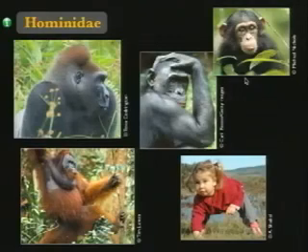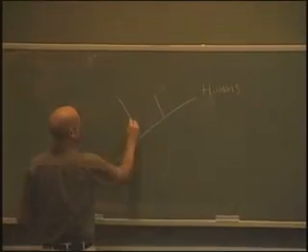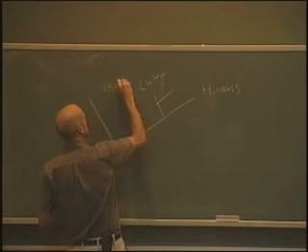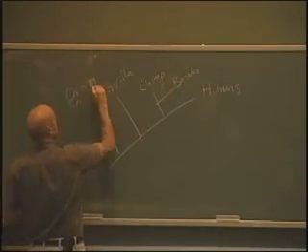So we have ourselves, and we'll just talk about the living forms here on this phylogeny for the moment. And then we have a chimp, right? Who's on the branch with the chimp here? Yeah, bonobo. And then orang out here.